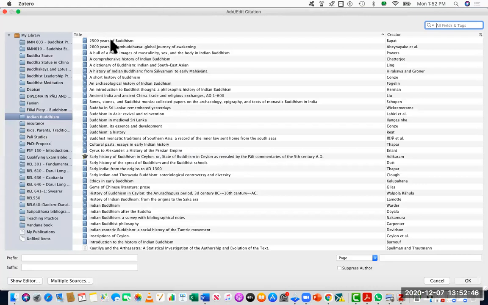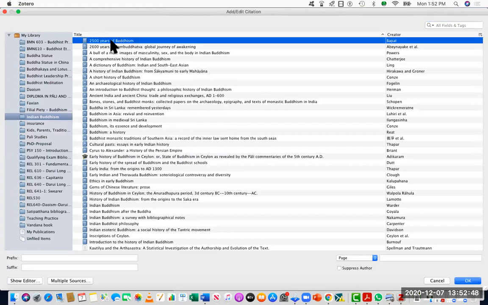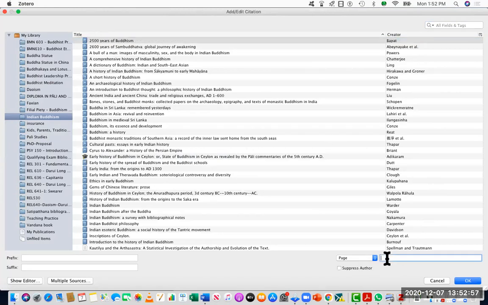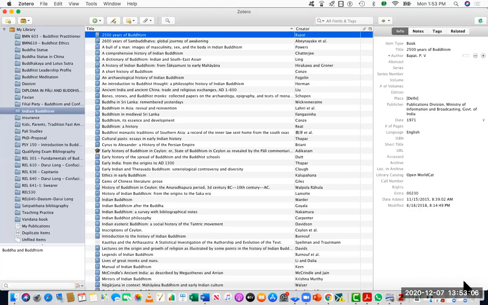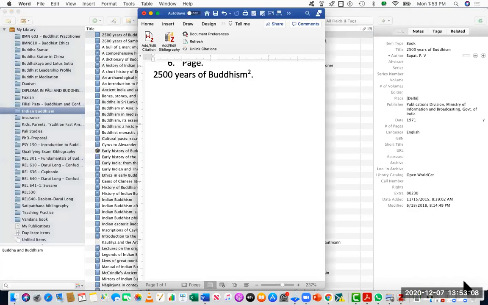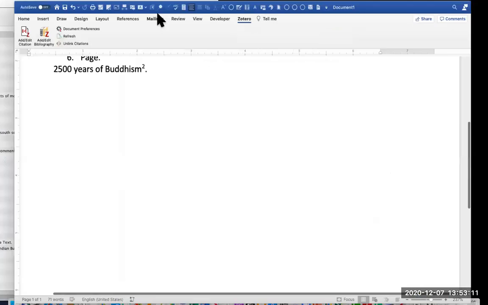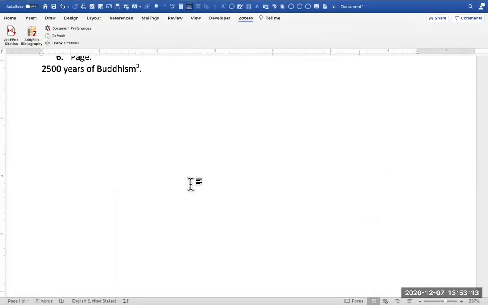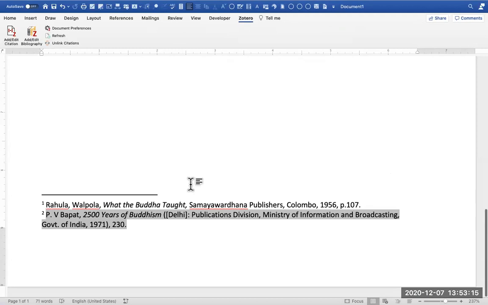Okay, so I'm talking about 2500 Years of Buddhism, and this is the book that I want. And now let's say I have referred to page number 230. So I just add the page number here, and when I click okay, you see what the magic happens. Okay, now I just actually included the page number, and see what happened here.